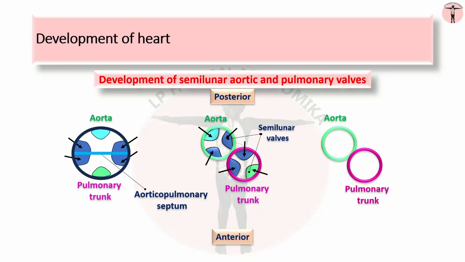Recent evidence shows that the neural crest cells contribute to the formation of these valves. Formation of the semilunar valves is complete by the end of the 9th week. The aorta has one posterior valve and two anterior valves, above which the right and left coronary arteries arise. The pulmonary trunk has one anterior and two posterior valves.